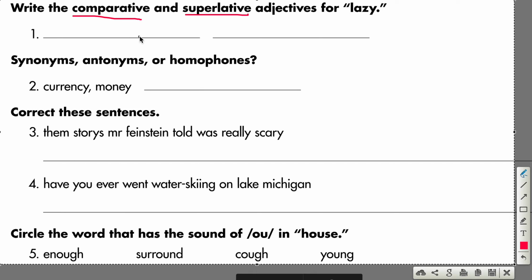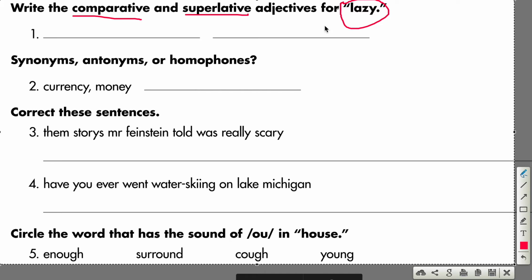Okay, that's comparative and superlative. So your job is to look at this word, lazy, and you need to write the comparative form of lazy and the superlative form of lazy, and I just gave you that perfect example.